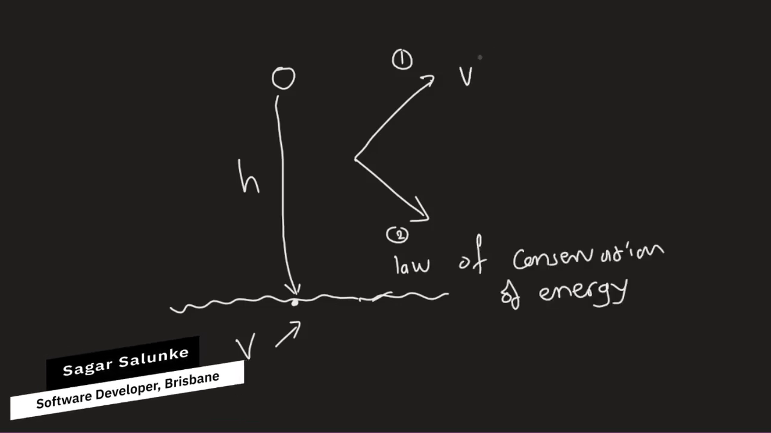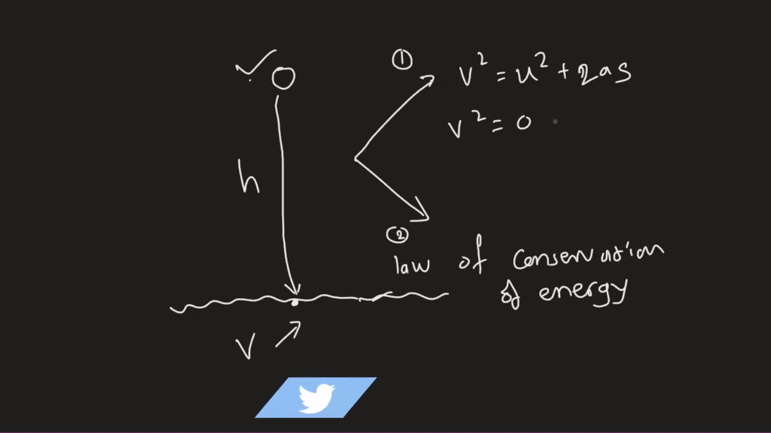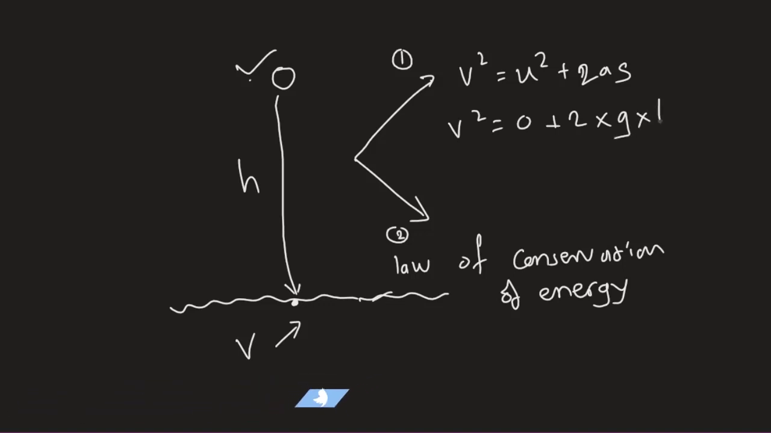So first equation says v square is equal to u square plus 2as. So v square will be u square, which is 0 because the ball is just released, no velocity is given to that. So initial velocity is 0. Acceleration is g and distance covered is h. So you can see that v is given by under root of 2gh.